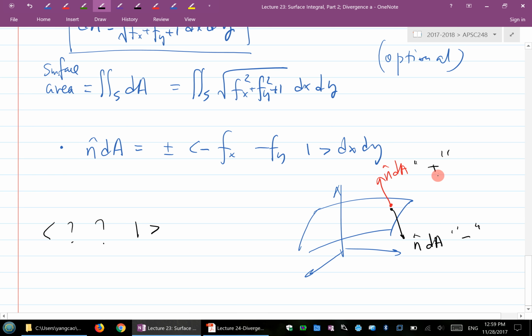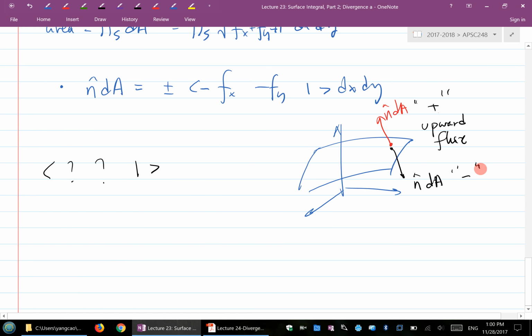Sometimes in a question you will see upward flux. So you have a surface and it asks for upward flux, and that basically means you pick the positive sign in this formula. If you have a downward flux, then you pick the negative sign. So that's how you determine what sign to pick for this formula right here. Is that clear? Okay, good. So this is all about the details of this simple formula.